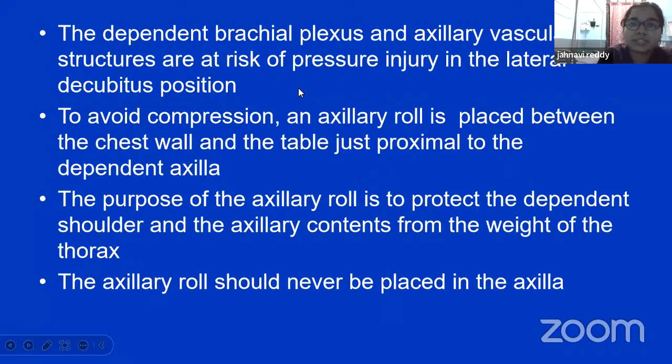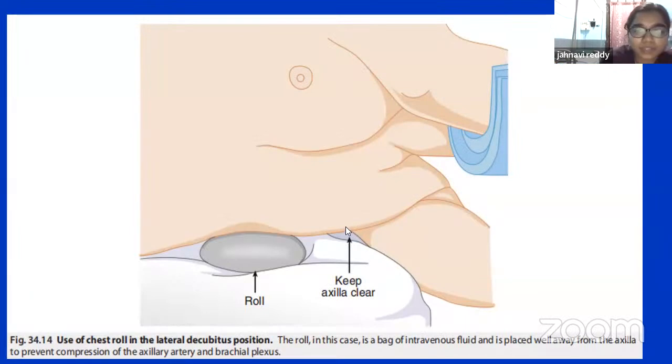Dependent brachial plexus and axillary vascular structures are at risk of pressure injury in lateral decubitus position. To avoid compression, an axillary roll is placed below the chest wall, just proximal to the dependent axilla. The purpose of the axillary roll is to protect the dependent shoulder and axillary contents from the weight of the thorax. An axillary roll should never be placed in the axilla. It should always be placed just below the axilla.